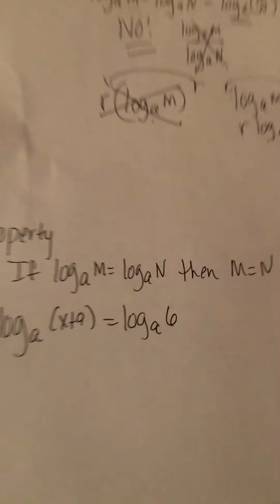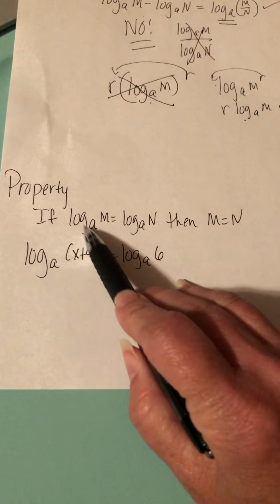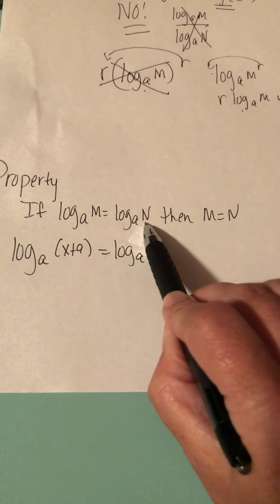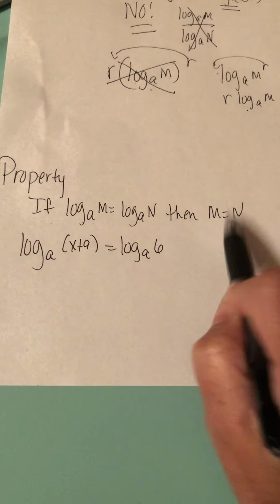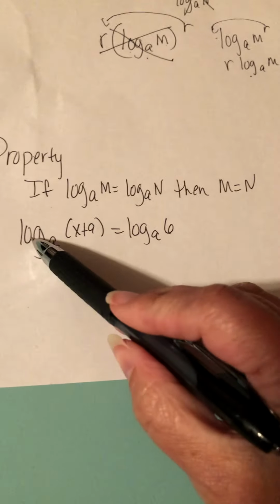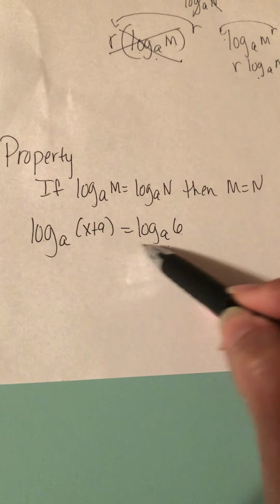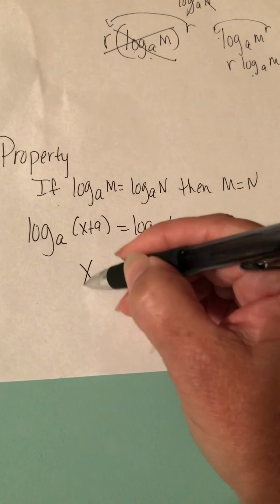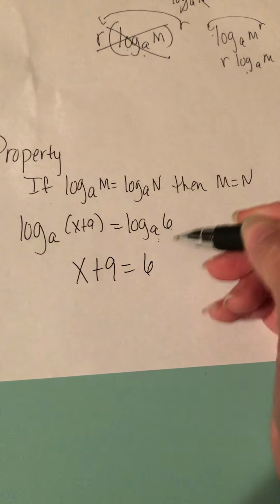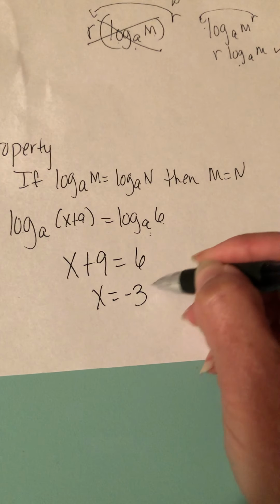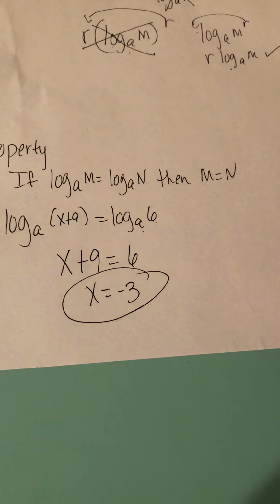All right, kiddos, our next property: if log base A of m is equal to log base A of n, then m is equal to n. We have seen this before. Log base A of x plus 9 equals log base A of 6. See how both of these are log base A? So you can actually drop the log base A and solve for x.